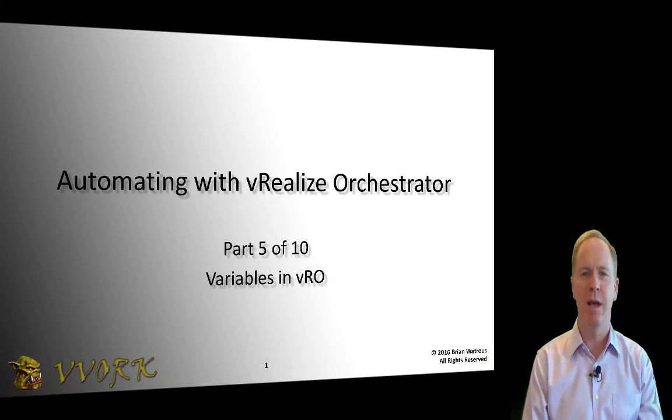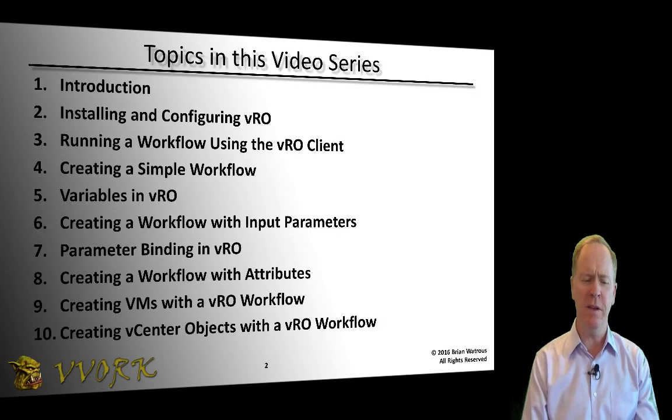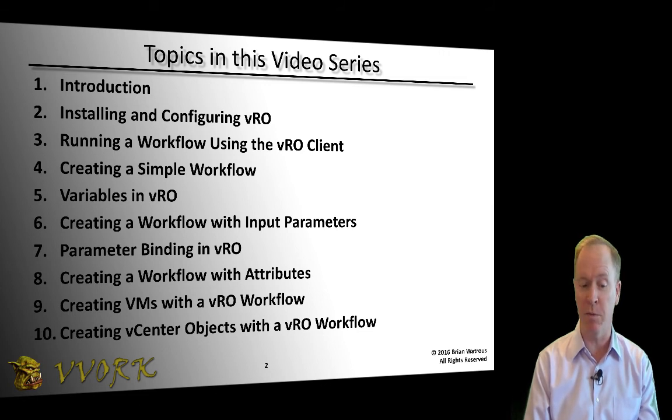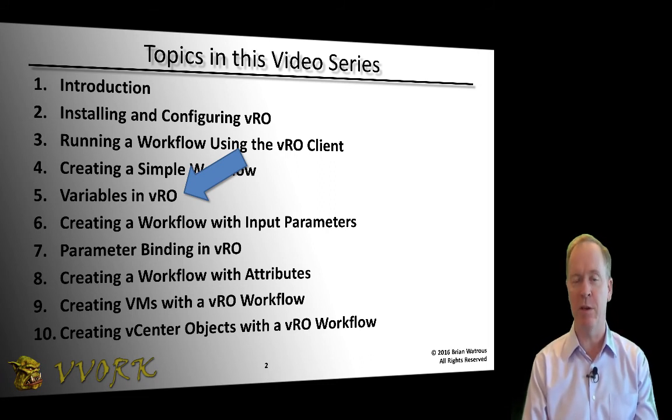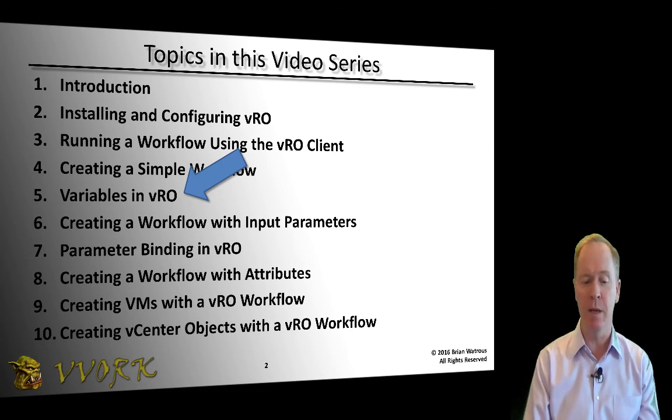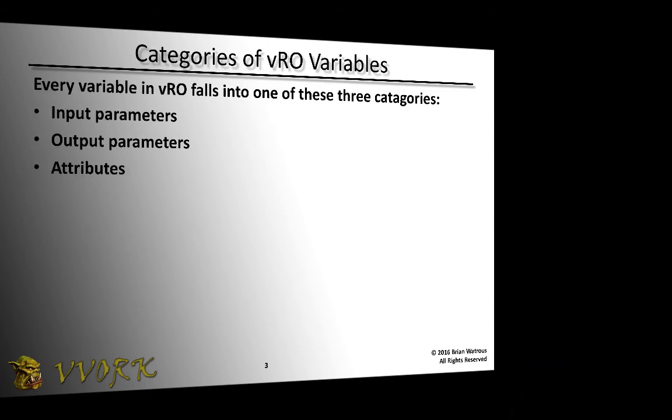I'm Brian Watrous. This is the fifth in a 10-part video series in which I'm teaching you how to automate using vRealize Orchestrator. In the previous video, we took a look at how to create a simple workflow. Now in this video, what we're going to be doing is taking a look at variables in Orchestrator workflows. Our previous workflow from the previous video had no variables, but most workflows that you write will need them. So let's take a look at workflow variables.